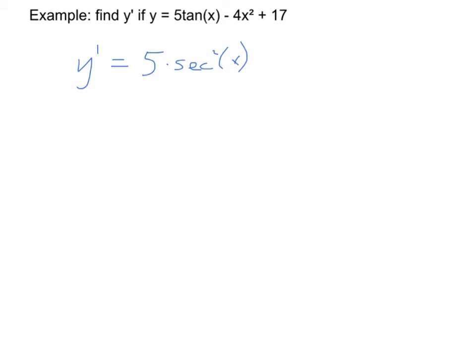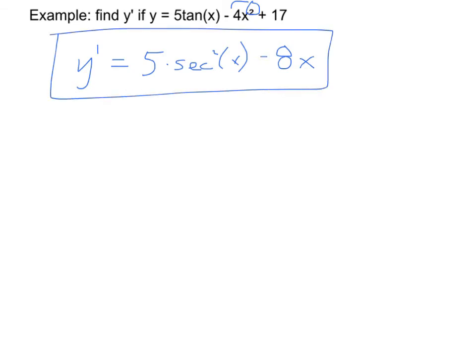Next up, we have that power rule, right? Remember, you bring this 2 down. So 2 times the negative 4 gives me negative 8x, and then plus the derivative of 17 is 0, and so this is our basic derivative.